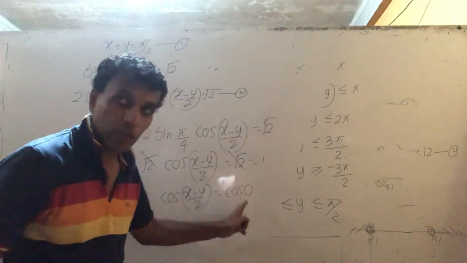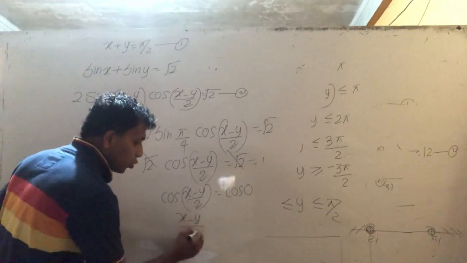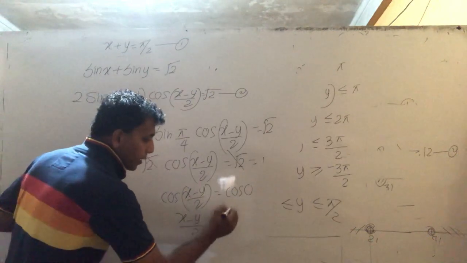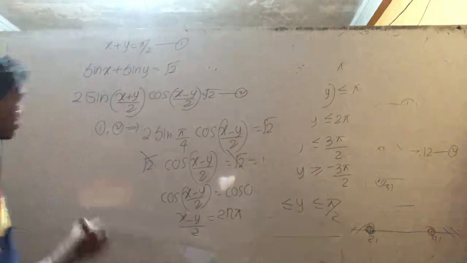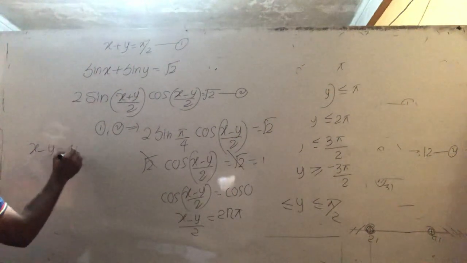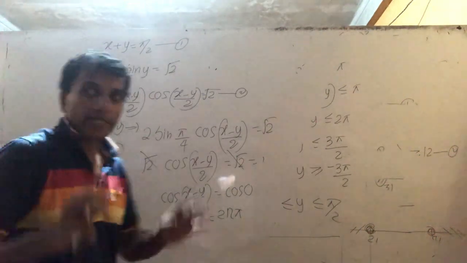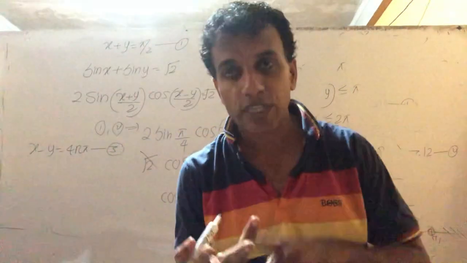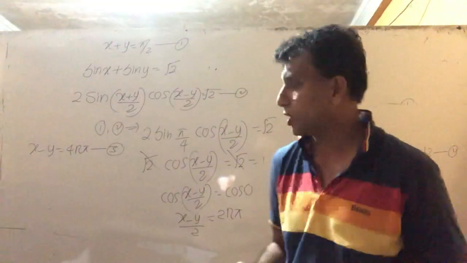Yeah, theta is 0, right? Therefore, (x minus y) over 2 equals 2nπ, 2nπ only. So cross multiply by 2: x minus y equals 4nπ. That's my third equation. So in this problem, the question is to find the x value and the y value, solving the simultaneous system of equations.